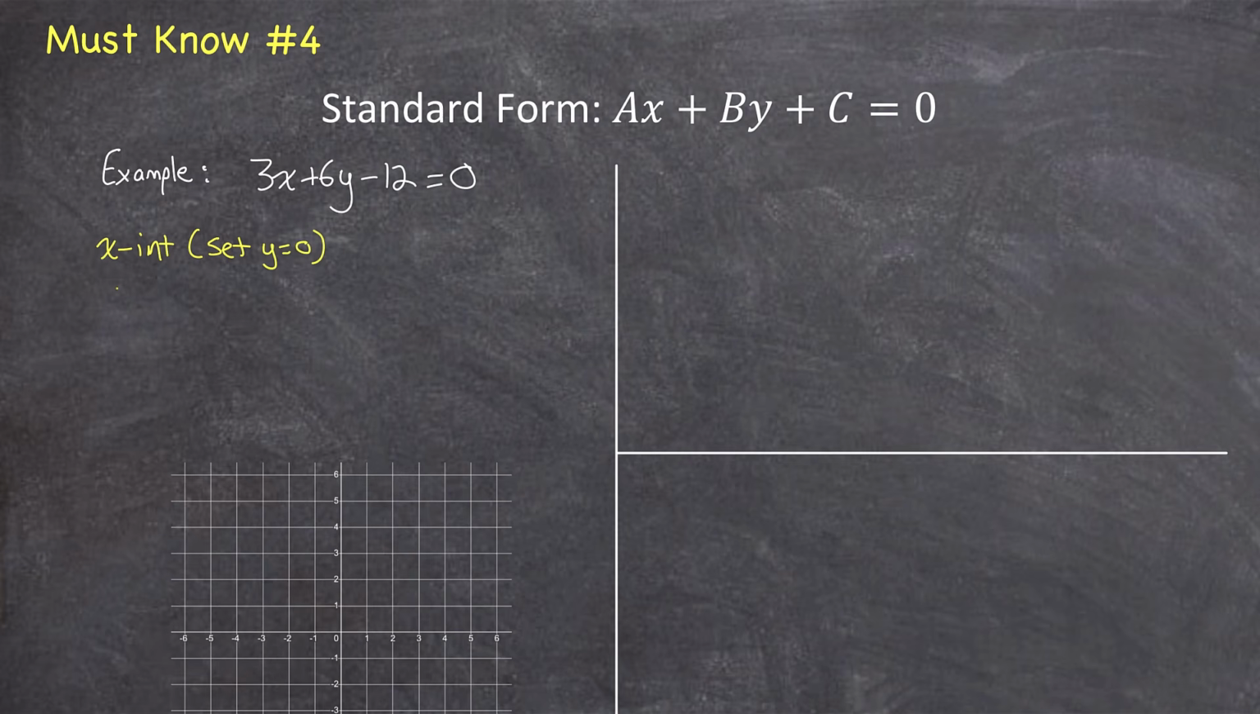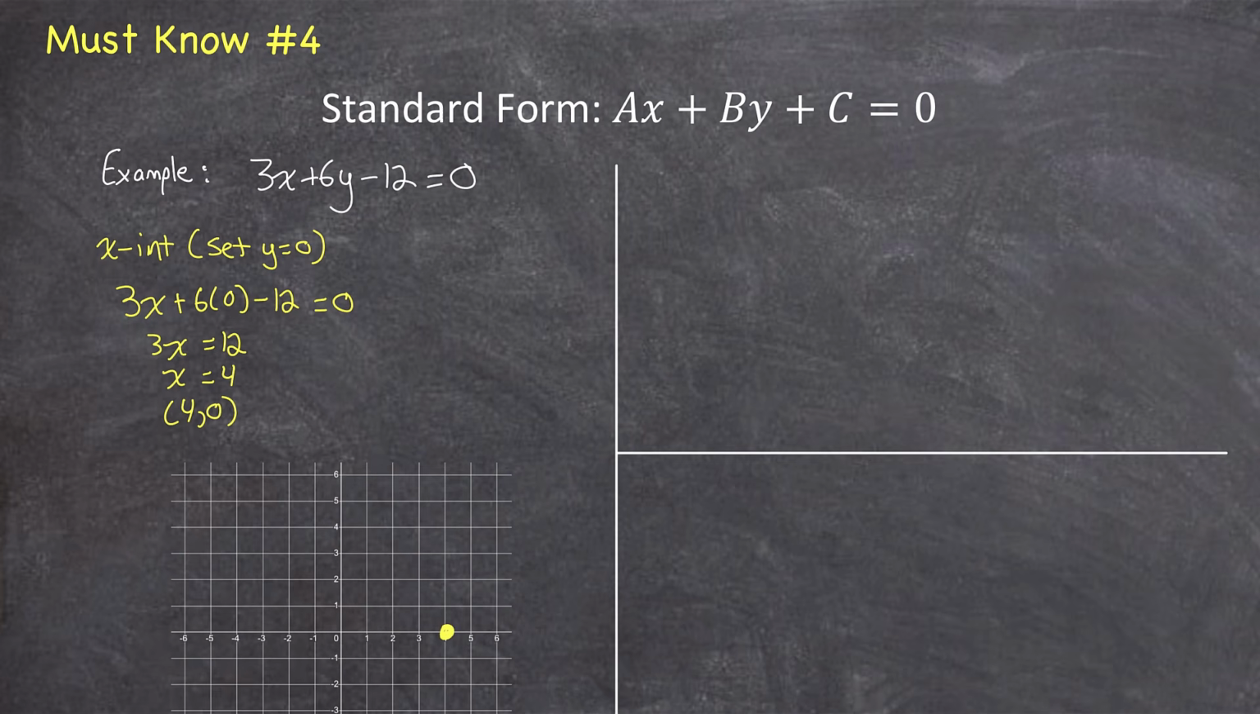If I do that in the standard form equation that we have the example of, I'd have 3x + 6 times 0 - 12 = 0. I would have 3x = 12. Divide by 3, I get x = 4. So the x-intercept is at the point (4, 0). So on my graph, I could plot the point (4, 0).